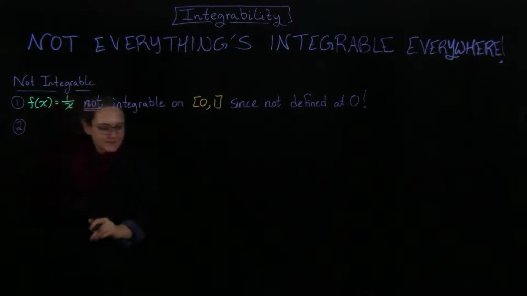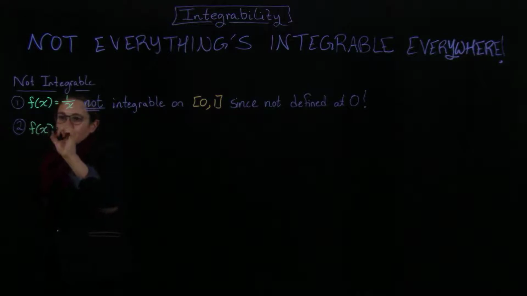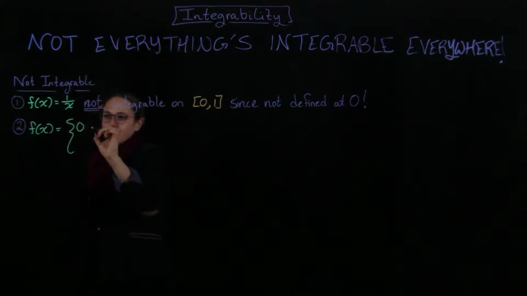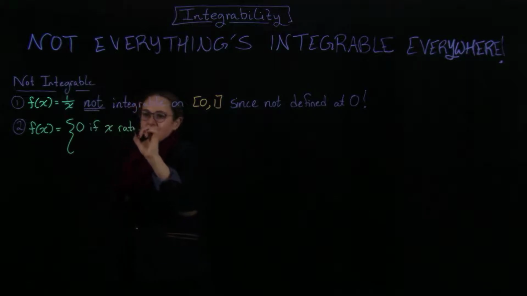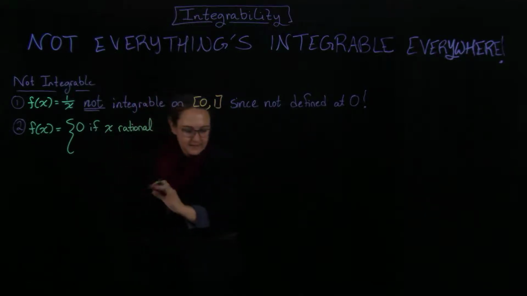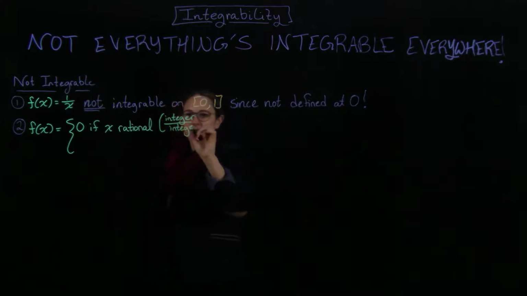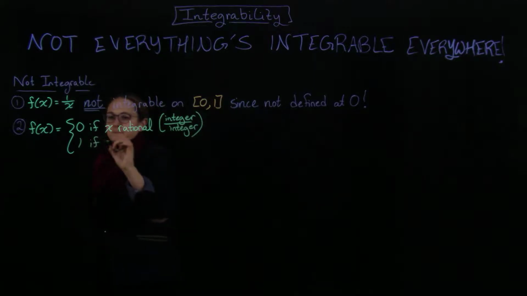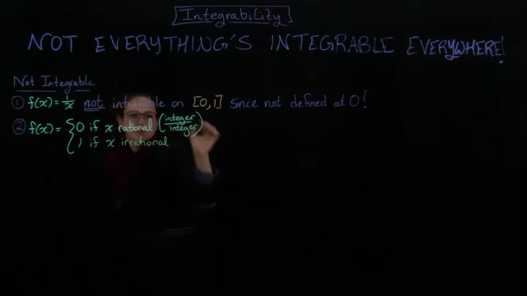But then here's the really cool example. We have the function f of x equal to 0 if x is rational, meaning it can be written as a fraction, an integer divided by an integer, and it's 1 if x is irrational, which means it doesn't look like that.